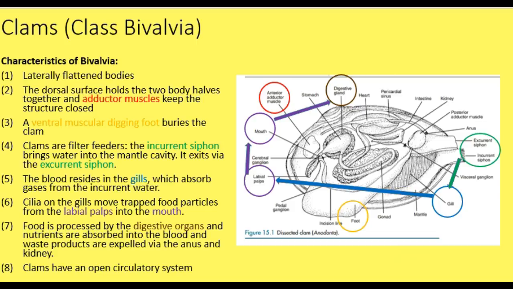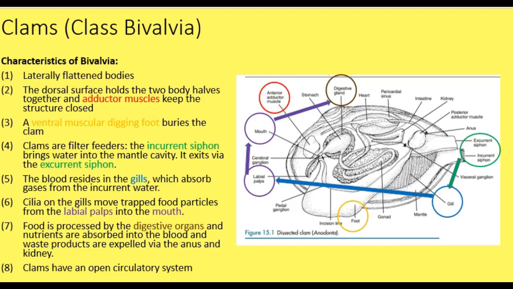Clams have an open circulatory system, which evolved in crustaceans, insects, mollusks, and other invertebrates. Blood is pumped into the hemocoel, with the blood diffusing back to the circulatory system between cells. The blood is pumped by a heart into the body cavities where tissues are surrounded by blood. The blood resides in the gills, which absorb gases from the incurrent water.